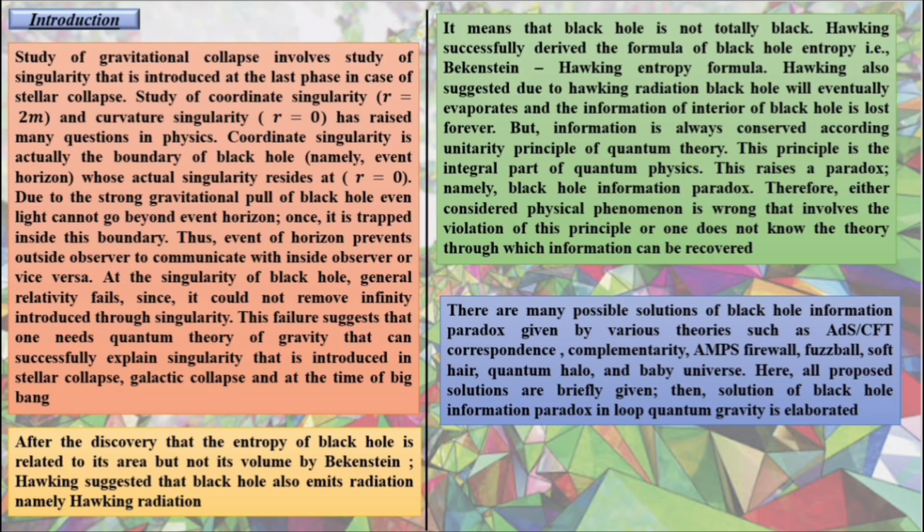There are many possible solutions of black hole information paradox given by various theories such as anti-de Sitter conformal field theory correspondence, complementarity, AMPS firewall, fuzzball, soft hair, quantum halo, baby universe, etc. I have just stated all these solutions which are outside of loop quantum gravity. In this lecture, I will explain two solutions of black hole information paradox that belong to loop quantum gravity, that is Planck star and remnant scenario.